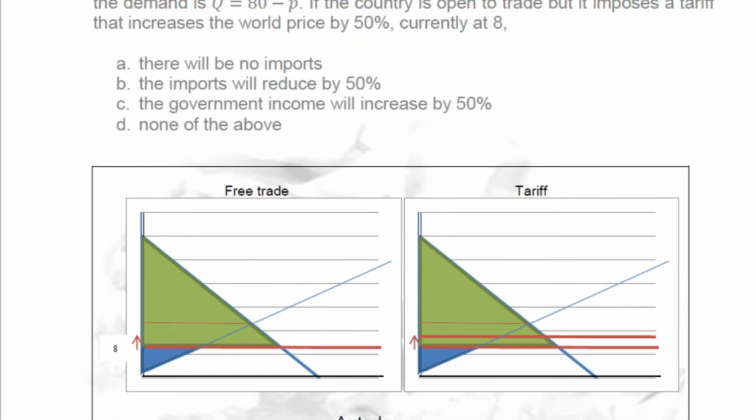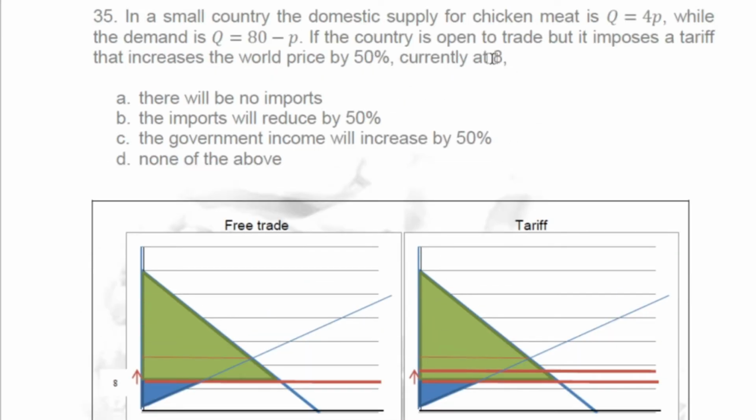As price is 16, the world price currently at 8, if it increases a 50%, the tariff is at the end of 4 monetary units, yeah, and the price after the tariff will be 12, yeah, 8 plus 4, 50%, so 12. Well, so there will be no imports. No, that's false. There will be import, yeah, because the tariff is not prohibitive. Okay, the tariff is not prohibitive. The imports will reduce by 50%.